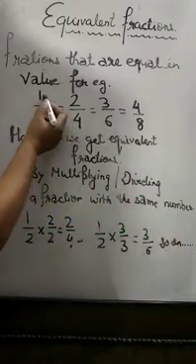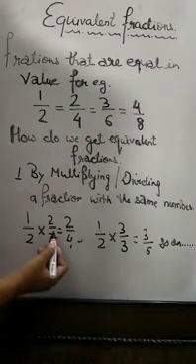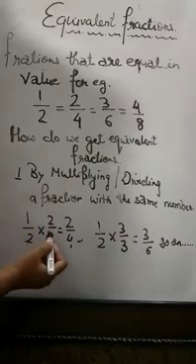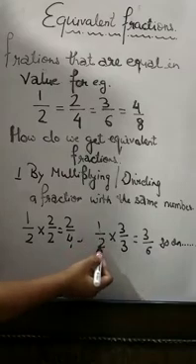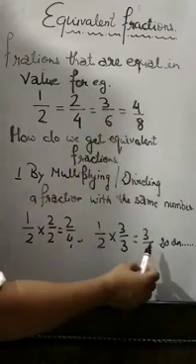Now let's see the same fraction, 1 upon 2. To get 2 upon 4, what do we have to do? We have to multiply 1 by 2 and 2 by 2. So we will get 2 upon 4. Similarly, when I multiply 1 upon 2 by 3 and 3, I get 3 upon 6. So this is an equivalent fraction.